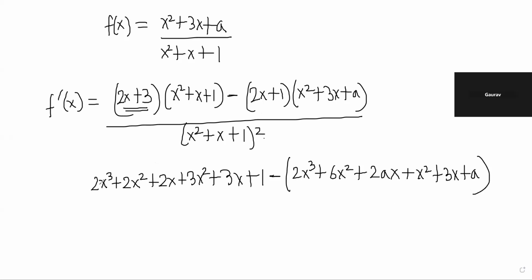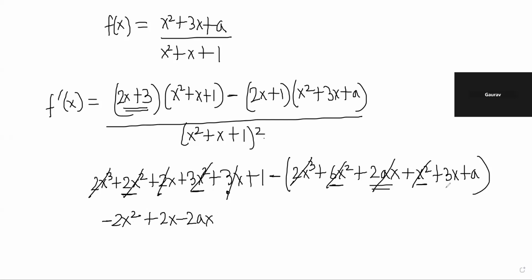So 2x cube gets cancelled. You have 5x square here and 7x square here, so minus 2x square. So this is gone, this is gone, this is gone, and this is gone. 5x here and minus 3x, so plus 2x minus 2ax, right? And then you have plus 1 minus a, right?